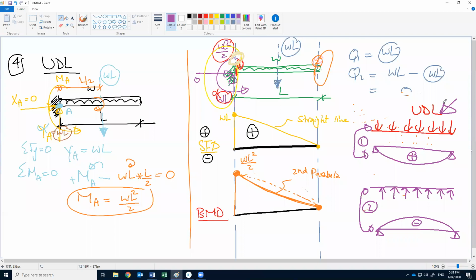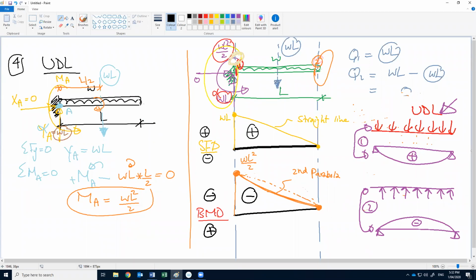Okay, so now we return back to our beam. What is the sign convention for this one? Positive or negative? Again, we said negative moment above the datum, positive moment below the datum. So the moment will be negative.